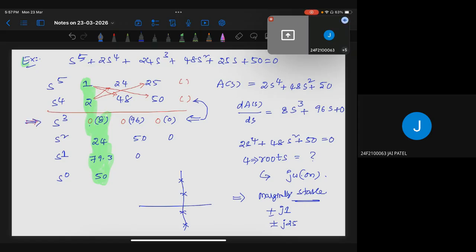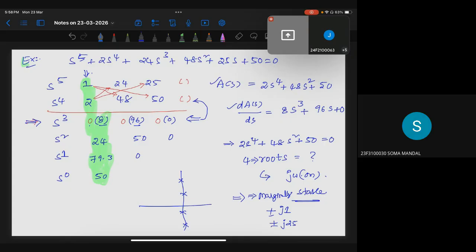Then we find its derivative, replace with these numbers, and continue the calculations. Once the table is ready, we will check the first column. If we find that there are no sign changes, then temporarily we will say that the system is stable. Then we will find the roots of the auxiliary polynomial. Then we can say whether the system is marginally stable or not. If there are any sign changes, directly we will say that the system is unstable.